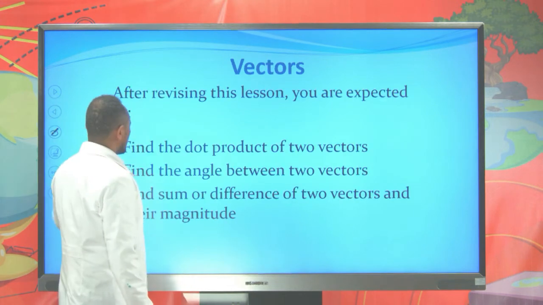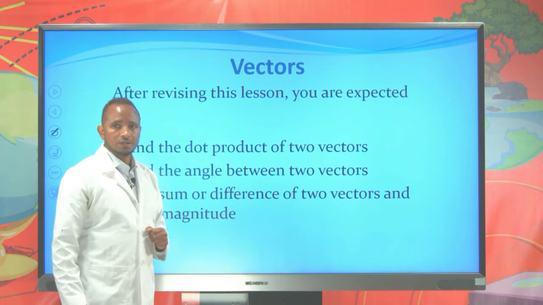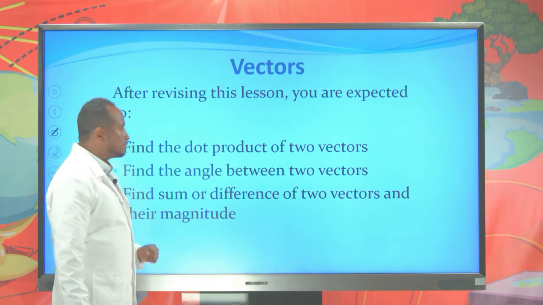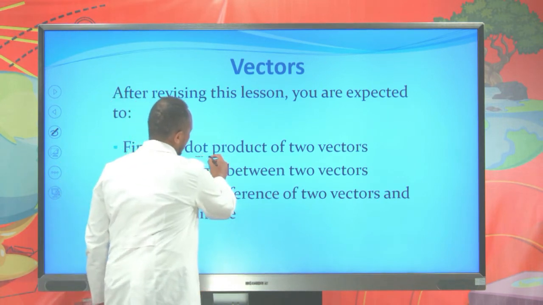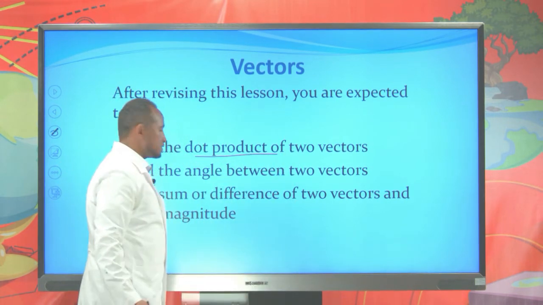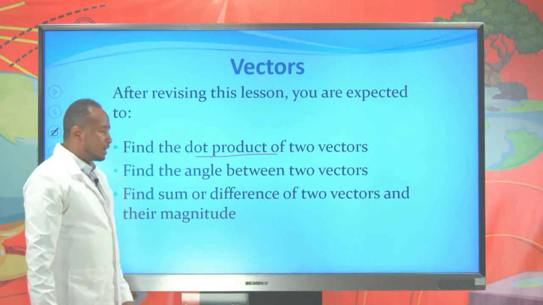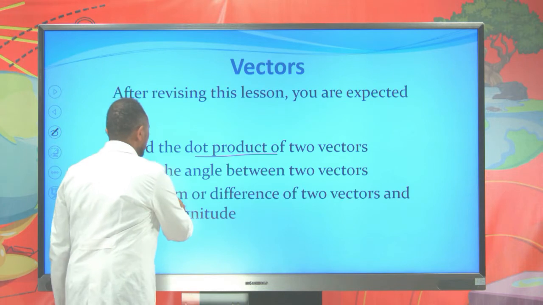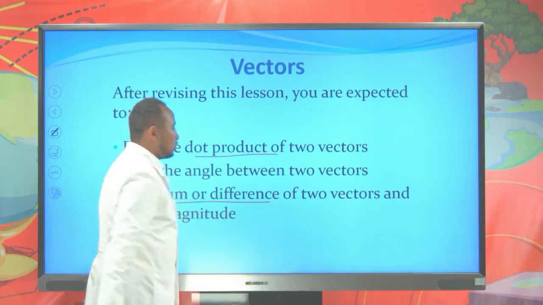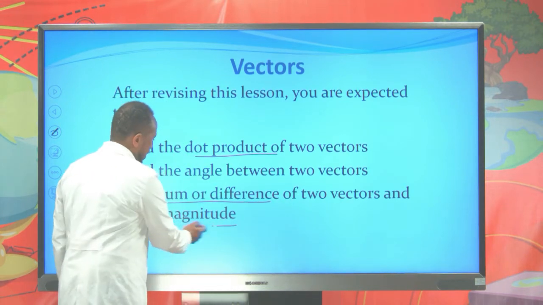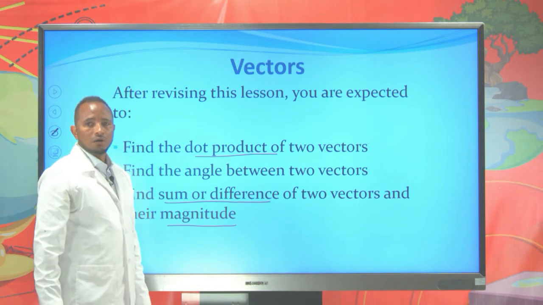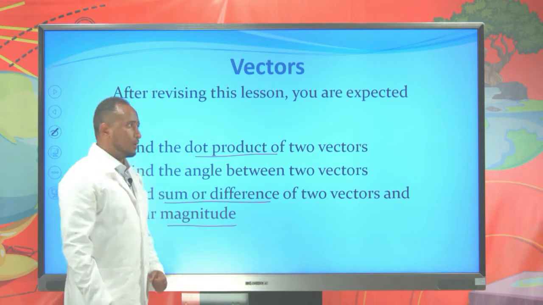After revising this lesson, you are expected to find the dot product of two vectors and find the angle between two vectors, and you are also expected to find the sum and difference of two vectors including their magnitude. So now let's see the lesson one by one.